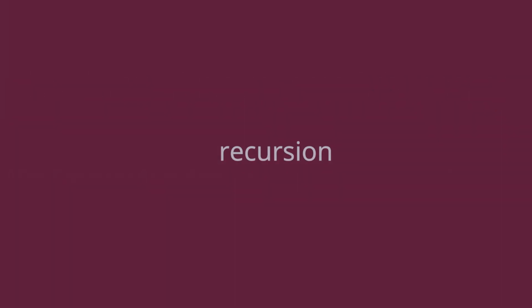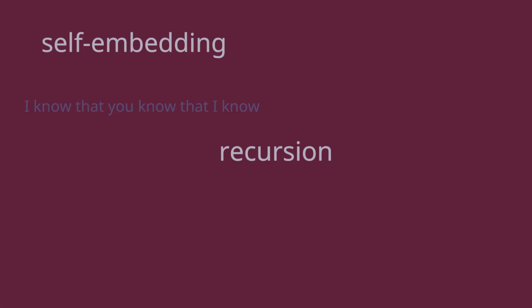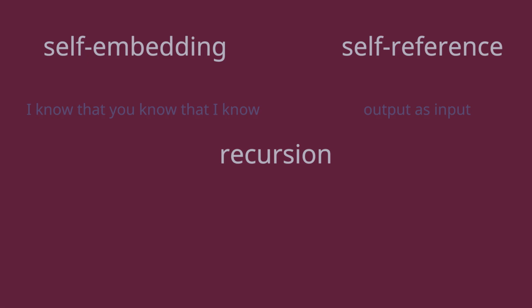Up until now, I've been avoiding the word recursion. And if you know anything about the Pirahã debate, you know that recursion is the key word at the center of everything. Here's the thing. What we call self-embedding, so things like a clause inside another clause, I know that you know that I know, that's sometimes called recursion. And what we call self-reference, so the idea of an algorithm using its own output as input, that's also called recursion. So we have the same word, but it carries multiple meanings.